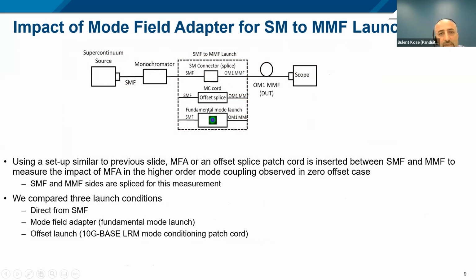What we've done is we looked at the temporal pulse at zero offset with different conditions. One is to just go from single mode splice to the multi-mode. Second is using a mode conditioning patch cord, the standard IEEE standard sort of mode conditioning patch cord, which I'm also going to explain a little bit in a few slides later. And the other one is using the fundamental mode, the mode field adapter.